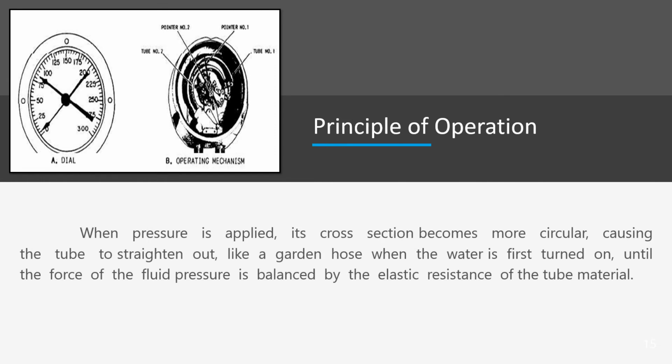The principle of operation: when the pressure is applied, its cross-section becomes more circular, causing the tube to straighten out, like a garden hose when the water is first turned on, until the force of the fluid pressure is balanced by the elastic resistance of the tube material. Since the open end of the tube is anchored in a fixed position, changes in pressure move the closed end.